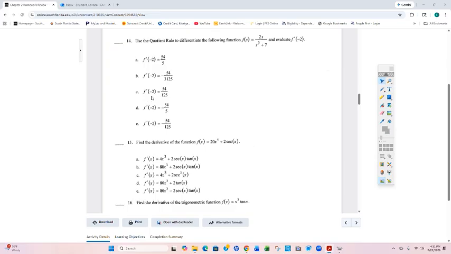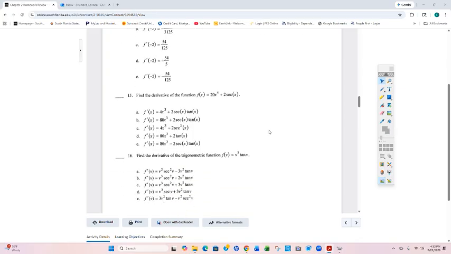C, f prime of negative 2 equals 54 over 125. D, f prime of negative 2 equals negative 54 over 5. E, f prime of negative 2 equals negative 54 over 125. The correct answer for 14 is C, and that is from section 2.3. Number 15, find the derivative of the function f of x equals 20x to the 4th plus 2 secant x.